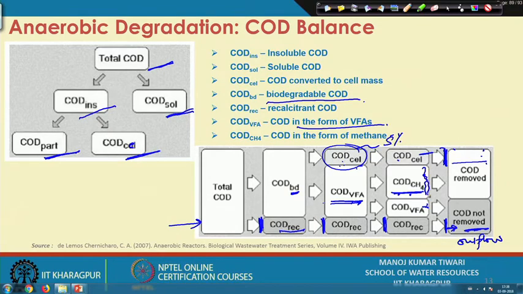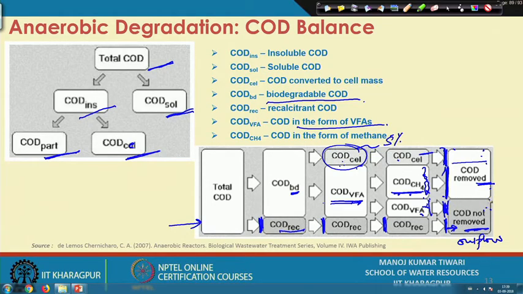Now, the COD which has been converted to methane, or COD in the form of methane, will escape the system, because methane will take the route of biogas and will not be present in the water. So, even this will be removed from the water, and this COD from methane will form another constituent of the COD removed, whereas the COD still remaining in the form of volatile fatty acids is still in the water in the soluble state, and this portion of the VFA has not been converted to biogas. So, this will come in the effluent and will constitute the COD in the effluent.